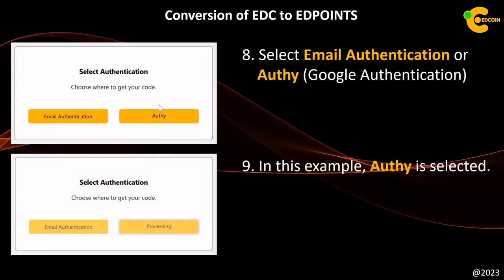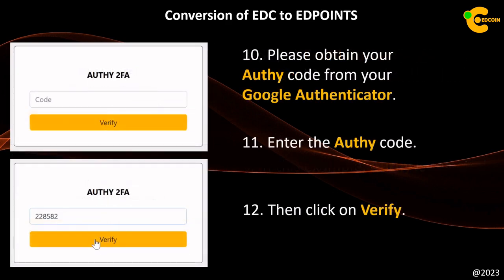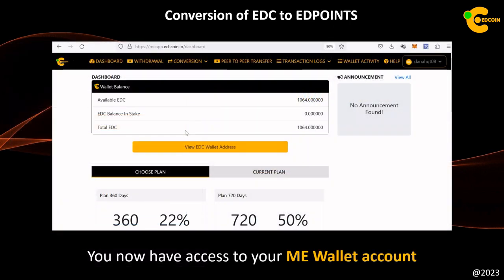Select Email Authentication or Authy. In this example, Authy is selected. Please obtain your Authy code from your Google Authenticator. Enter the Authy code, then click on Verify. You now have access to your Mi Wallet account.